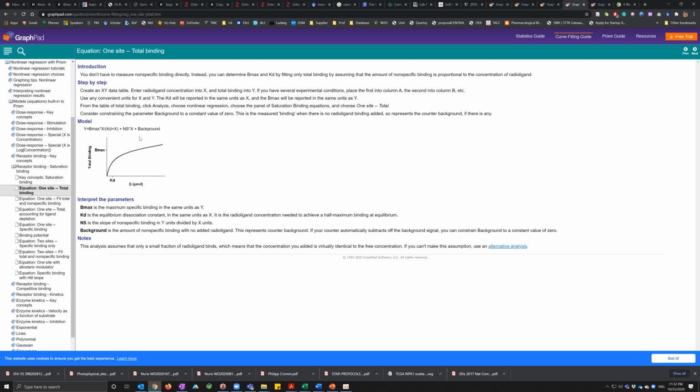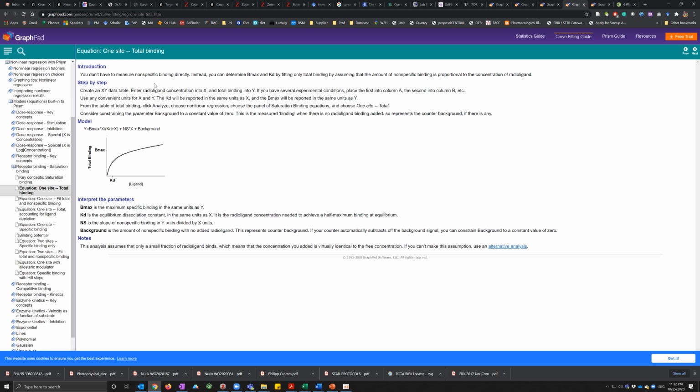The problem with this fitting is there are just so many parameters to be fit, right? You need to fit background, non-specific binding, KD and Bmax. The more parameters you have, the larger error bars you're going to have, because you have so many parameters to play with. So I think only when you don't have a non-specific binding measurement should you use this one.